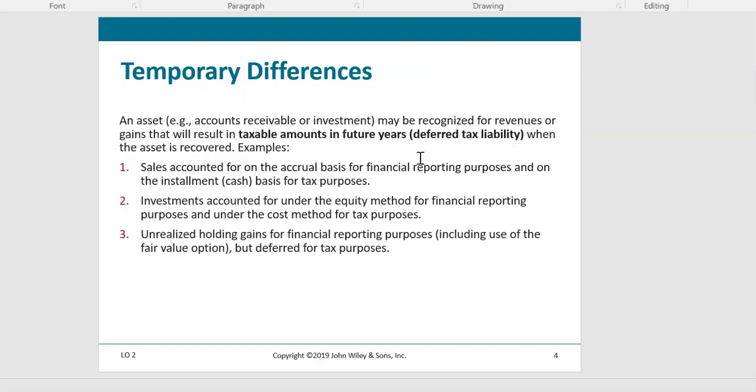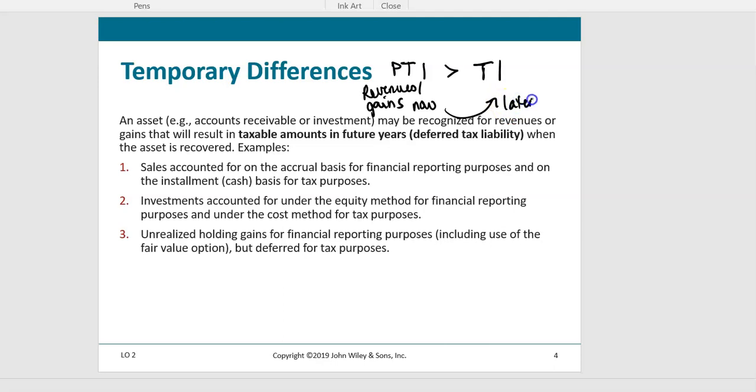There are four categories of items that can cause temporary differences. This category here is the result of our pre-tax income, our income under book purposes, being greater than taxable income because revenues or gains are recorded in pre-tax income in the current period, but will affect taxable income later.